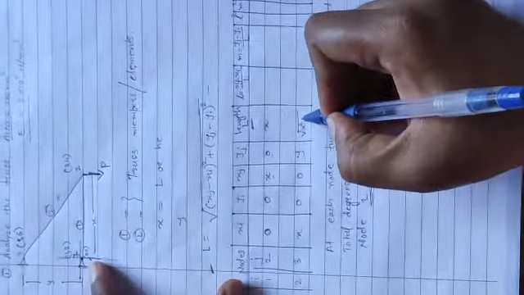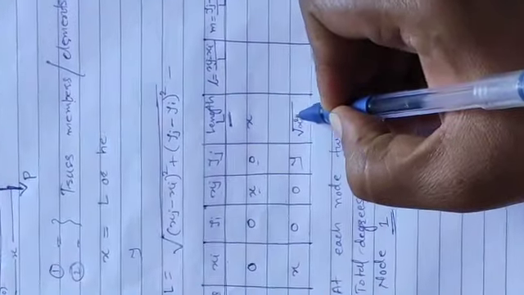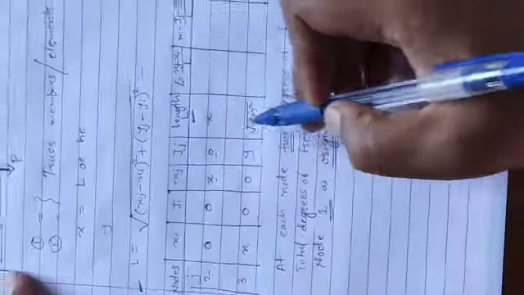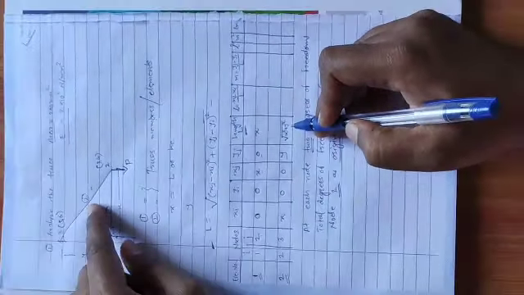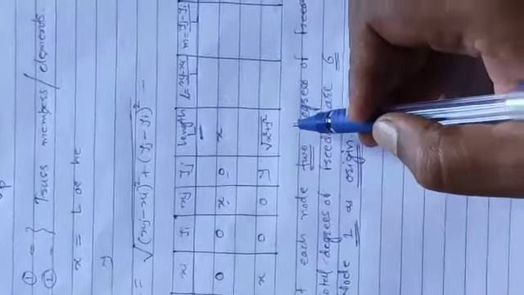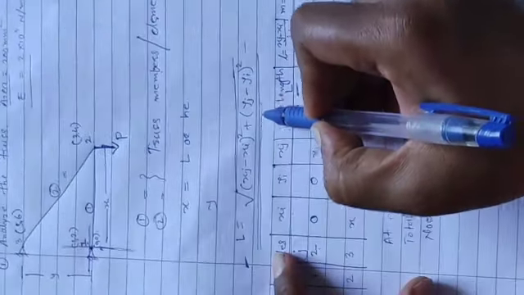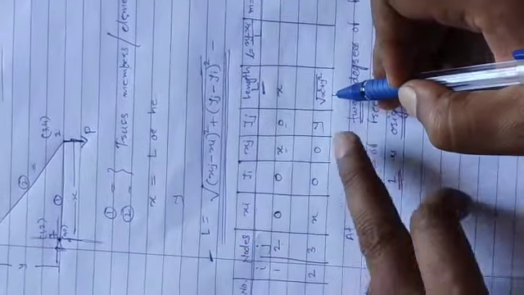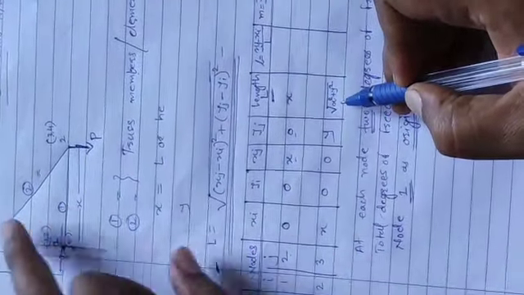square root of x square plus y square. So this is the length for second element. Or you can refer to this formula to calculate the length of the next element.